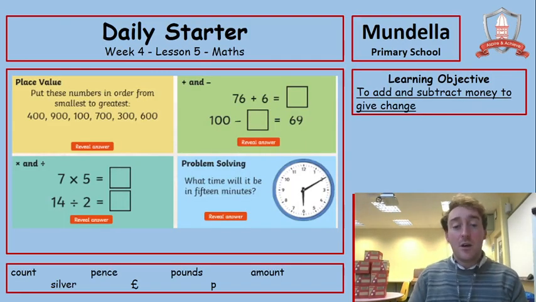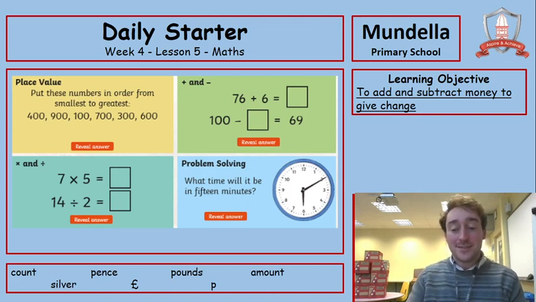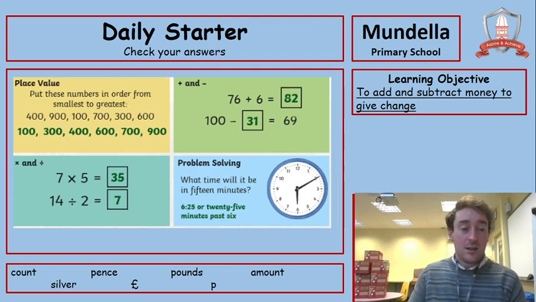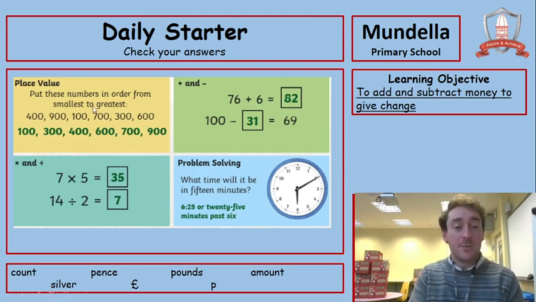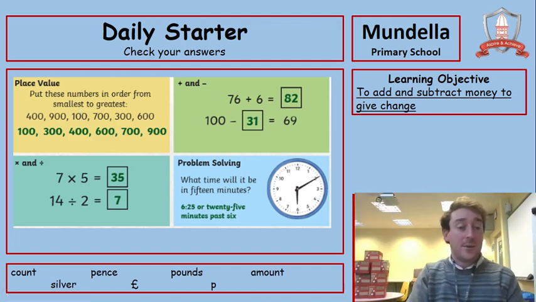Here it is. We've got our 4 different sets of questions. Pause the video now, give those a try, and then when you're ready to check the answers, unpause. We'll have a look at the answers in 3, 2, 1. There we are. So we're putting numbers in order from the smallest to the greatest. So we're going to start with 100, 300, 400, 600, 700, 900.